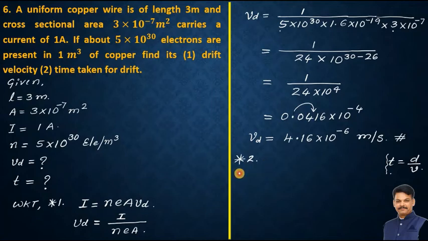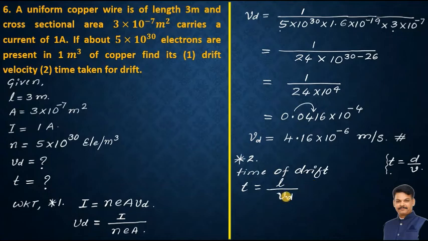Hence, the time of drift can be written as T is equal to total distance divided by velocity. The total distance is nothing but the length of the conductor, because the electrons have to travel from one end of the conductor to the other end. So the entire length of the conductor becomes the distance traveled by the electrons, and they travel with an average velocity of Vd. Hence we consider Vd.